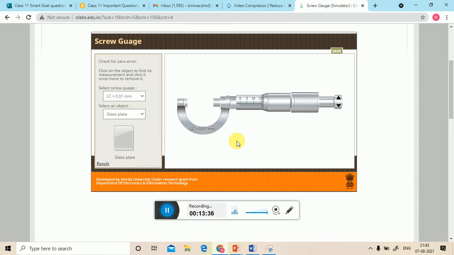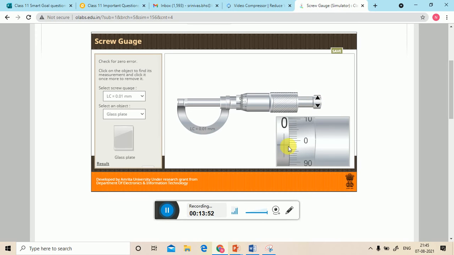So let us cross check once again the error value of the given screw gauge. We can make this in contact. So here it is 2 divisions above. This circular scale 0 is 2 divisions above. So correction is positive and error is negative, opposite to the reading shown in the video. So correction is positive and error is negative. So whatever readings we are getting, we have to add to this circular scale reading. Okay, so this is the error.